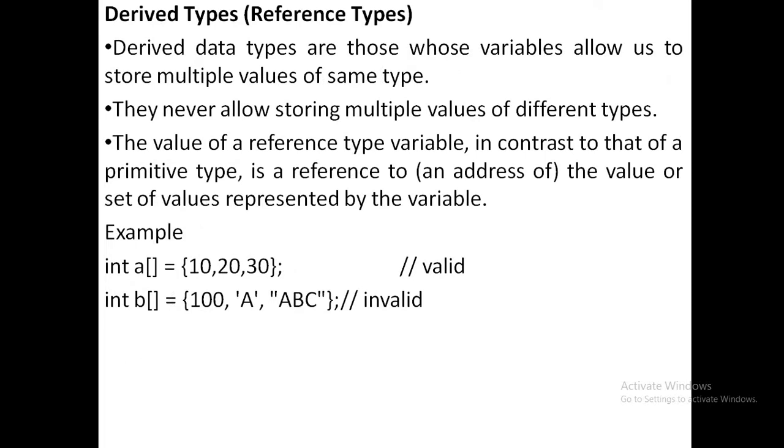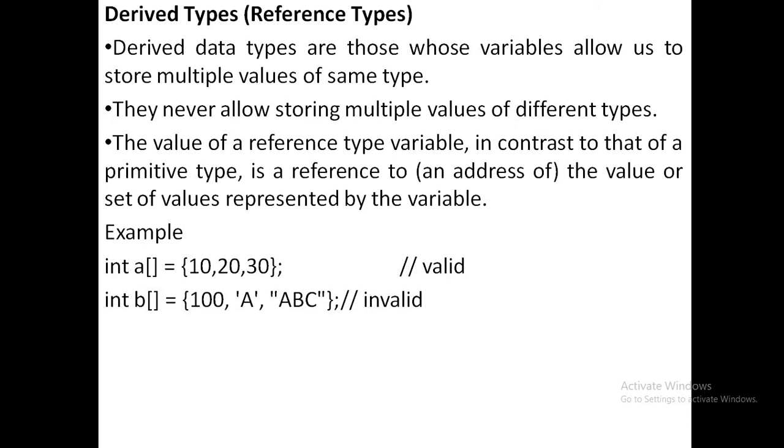Derived data types or reference types. Derived data types are those whose variables allow us to store multiple values of the same data type. They never allow storing multiple values of different data types. And the value of a reference type variable, in contrast to that of a primitive type, is a reference to, or it can store the address of, a value or a set of values that is stored in another variable.